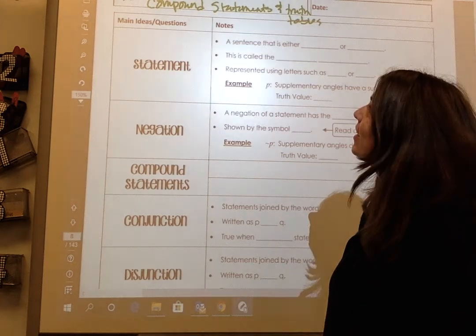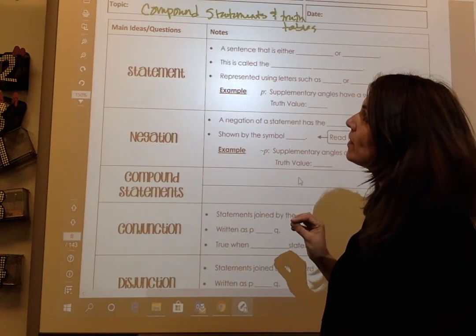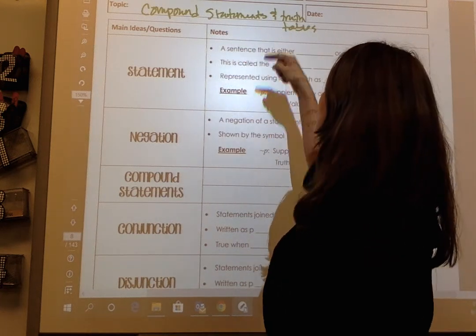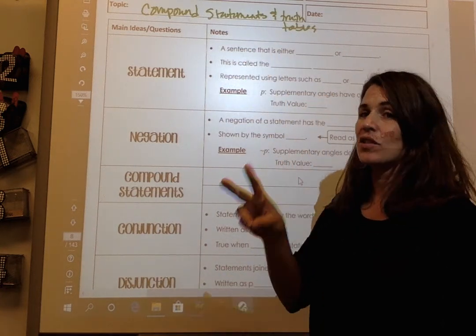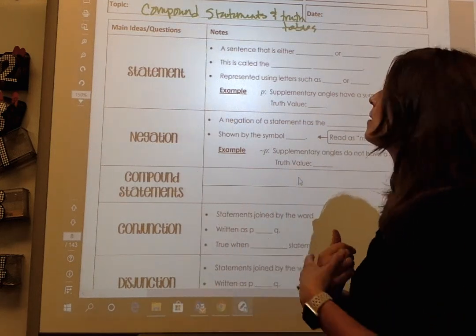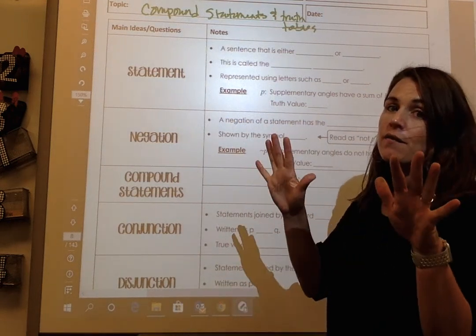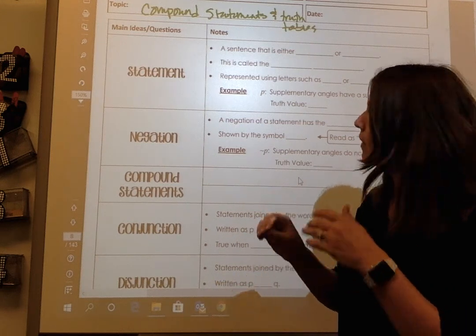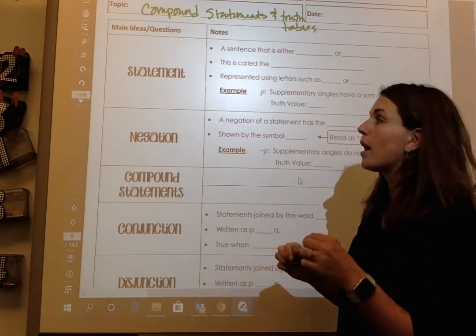Our next section in proofs for Unit 2 is compound statements and truth tables. So I'm going to break this into two separate videos. I'm going to do compound statements as one video, truth tables as a second video. Lots of vocabulary, lots of language in these sections, so make sure you're staying on top of it.